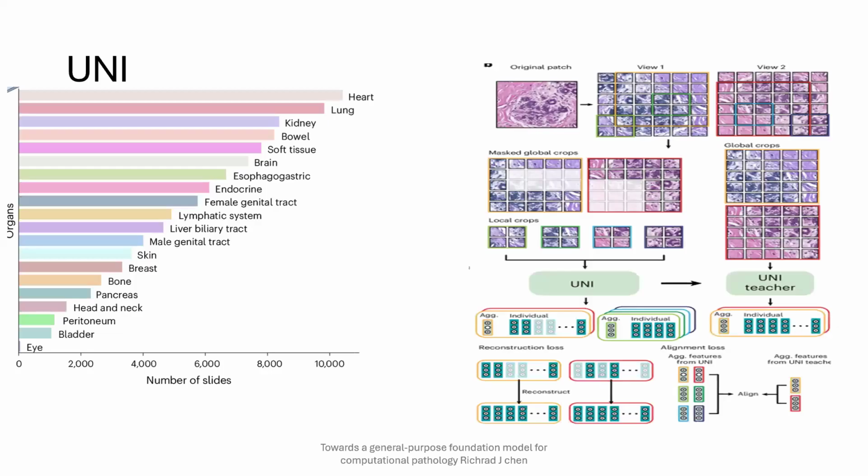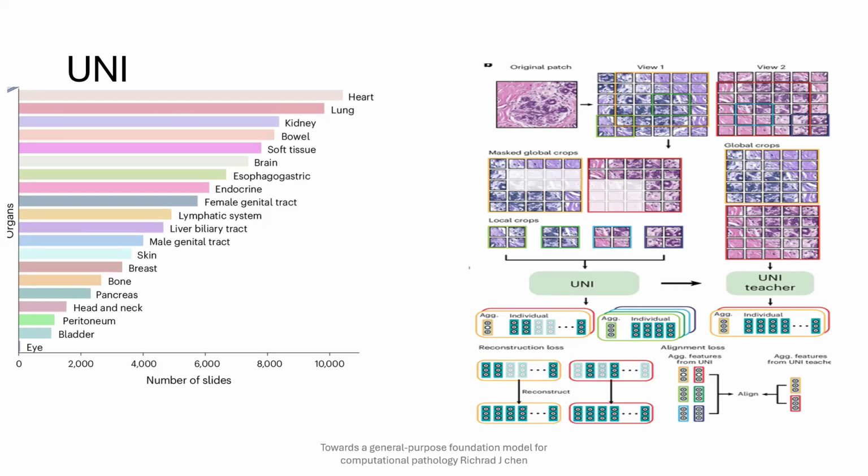And this is how UNI was trained. You can see the different types of slides, number of slides, and different organs. So the lung should have more bias in UNI, because they used a larger number of lung images. Kidney should have 8,000 slides, something like that. But if you take the number of slides and make them into patches, it will go into the billions.